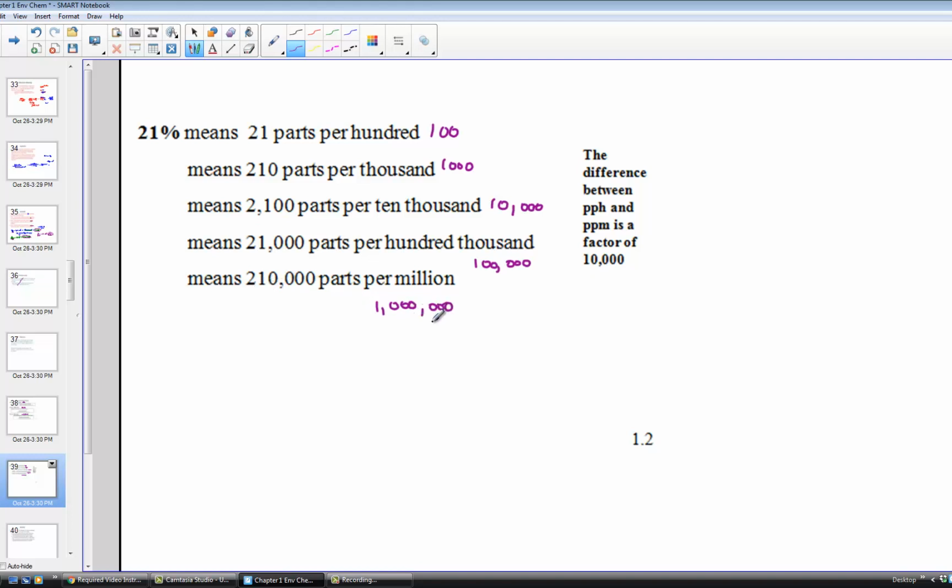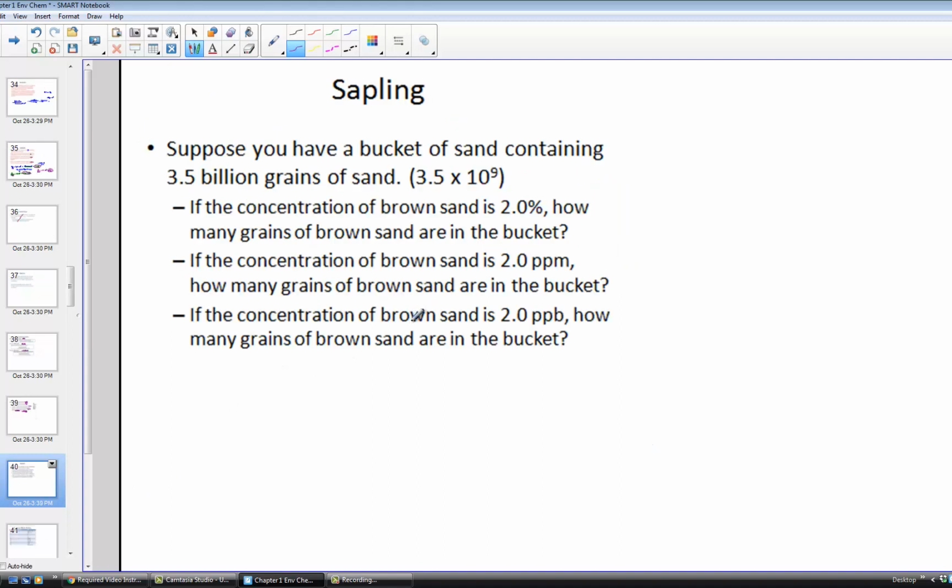And 210,000 in parts per million. If this is where the zero was to begin with, we moved it 1, 2, 3, 4 spots over and made the number 210,000 parts. When I look at 100 compared to a million, there are 4 zeros difference. We moved the decimal from 21, we moved it 4 spots to make it larger. We just did that problem.